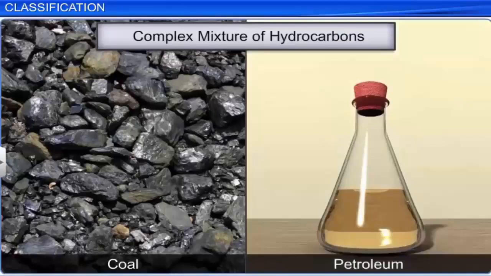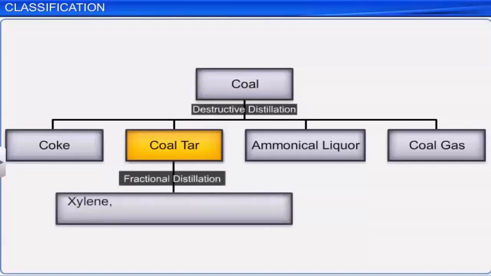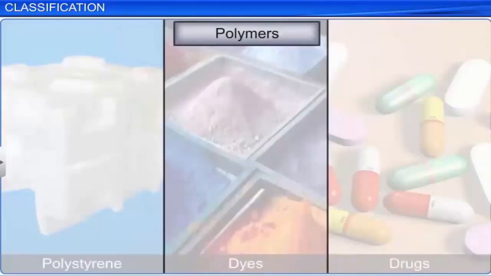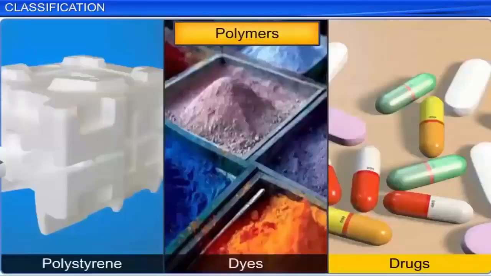Coal and petroleum are complex mixtures of hydrocarbons. Coal tar, a product of destructive distillation of coal, when subjected to fractional distillation, produces various aromatic compounds including benzene. These compounds are used in the preparation of various industrially useful products such as polymers like polystyrene, dyes, drugs, etc.